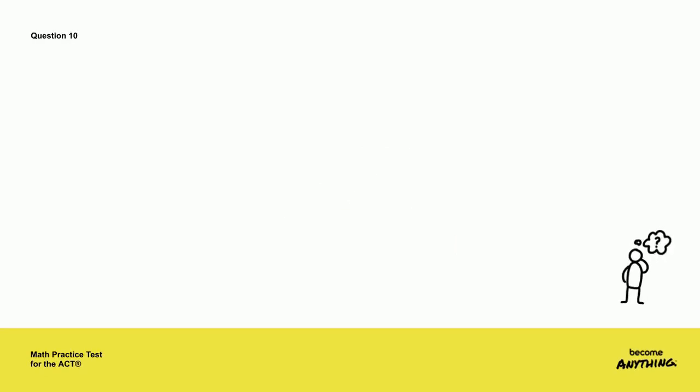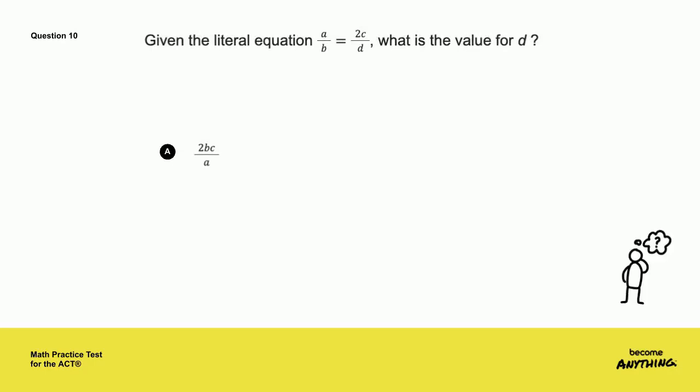Question 10. Given the literal equation a over b equals 2c over d, what is the value for d? A. 2bc over a. B. 2ac over b. C. 2abc. D. abc over 2.